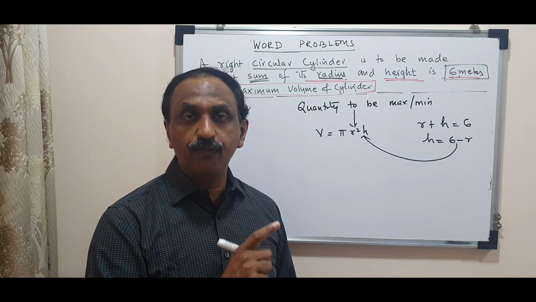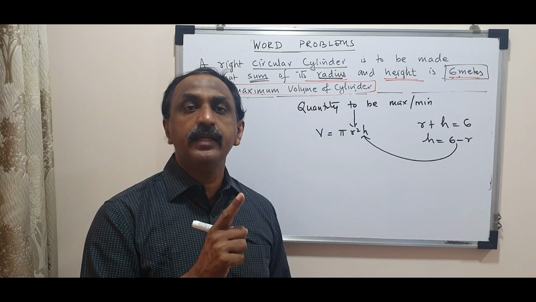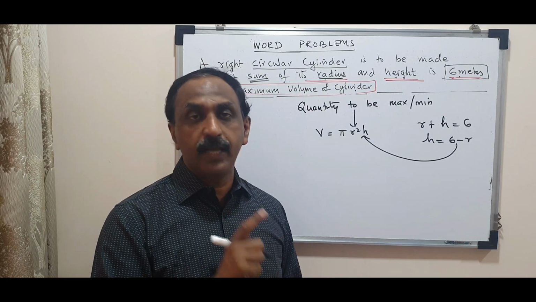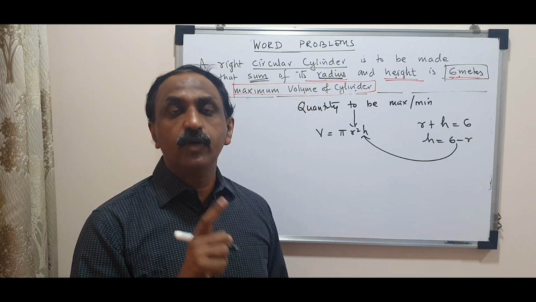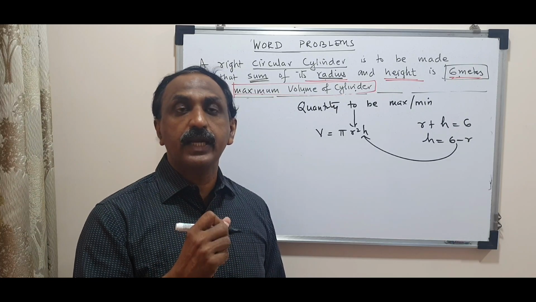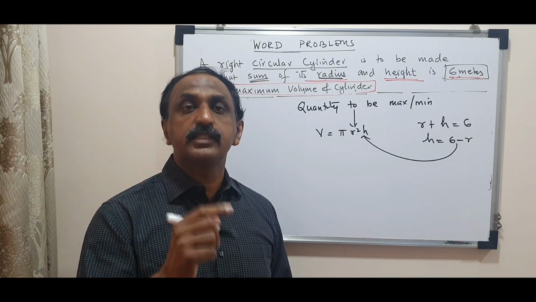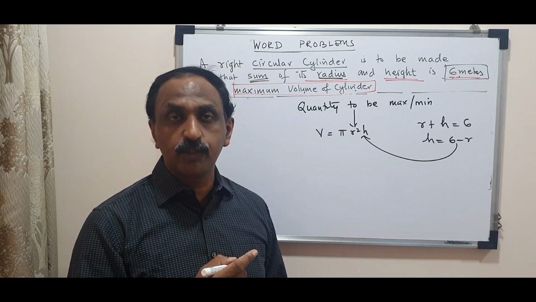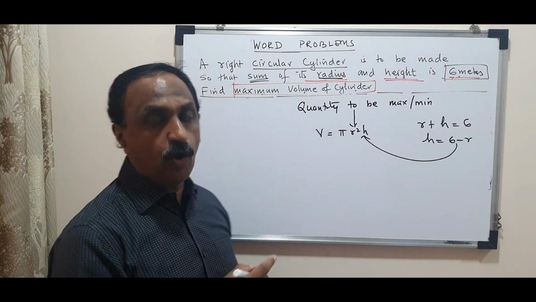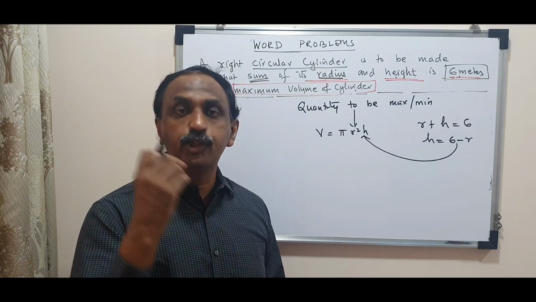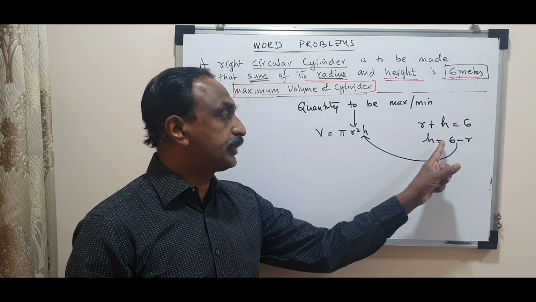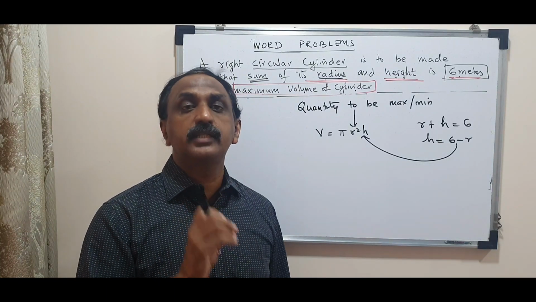Once you define them in one variable, then we can find the derivative and find out the maximum value, because we know that whenever we want to find the maxima minima, we are expressing one dependent variable and one independent variable. Y is a function of x, and then we find the maxima minima. So here, the volume of the cylinder to be maximized should be expressed in one variable using the constant condition. This is the trick of this problem.